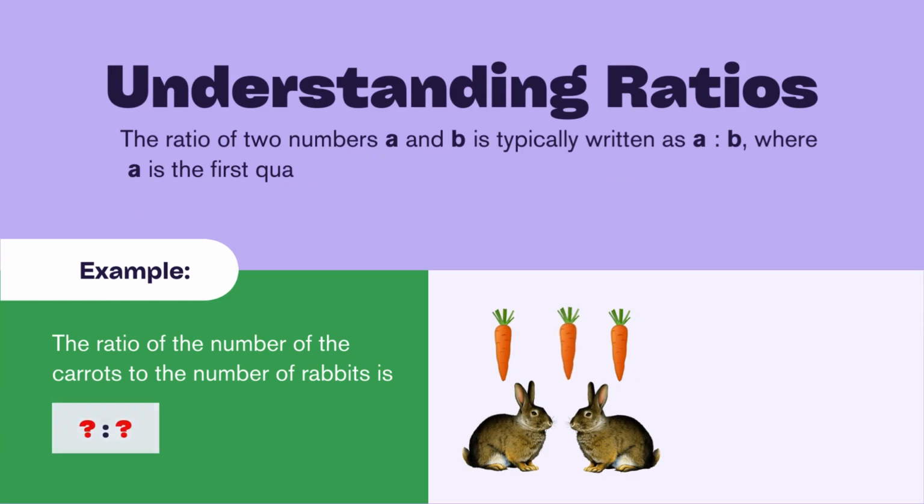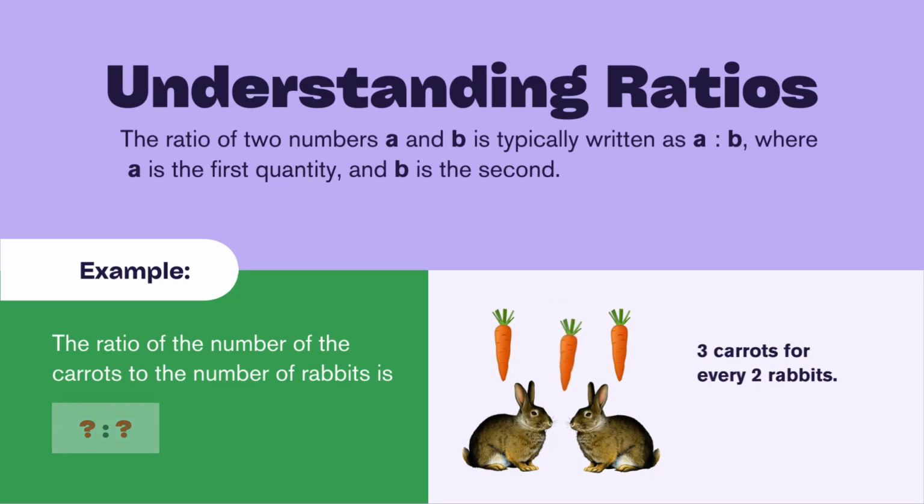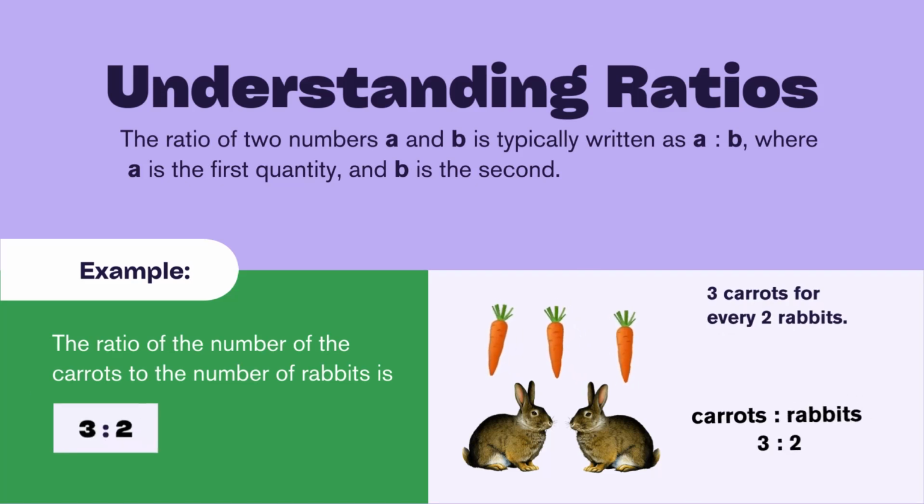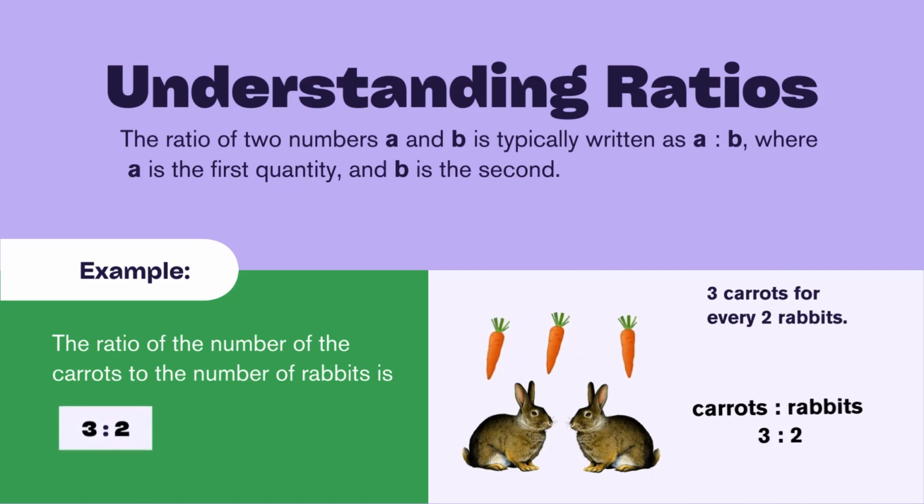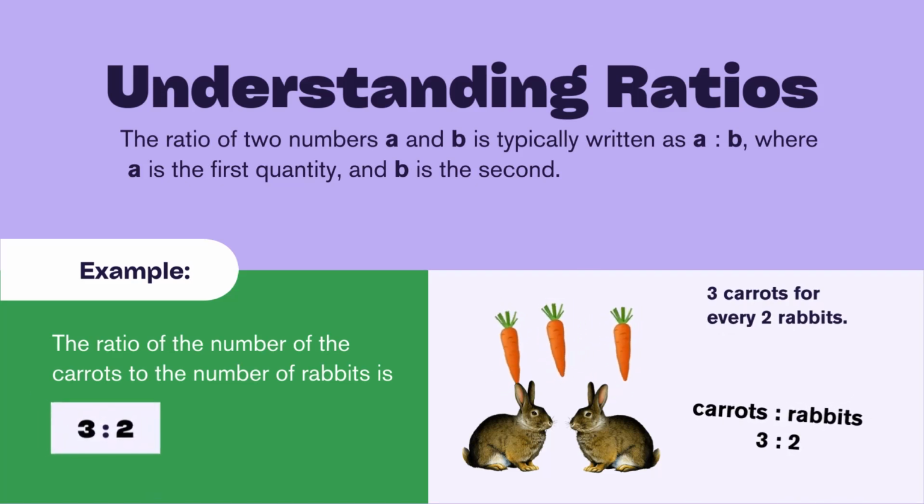For example, we might be asked to compare the number of available carrots with the number of rabbits, as shown in the question below. You will notice that there are 3 carrots for every 2 rabbits. Therefore, the ratio of the number of carrots to the number of rabbits is 3:2.